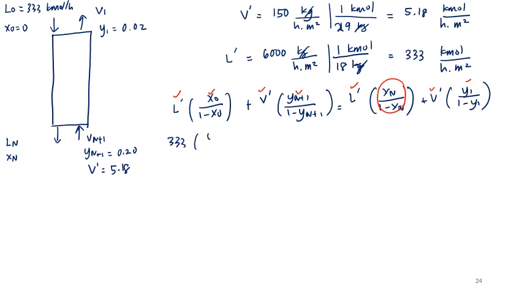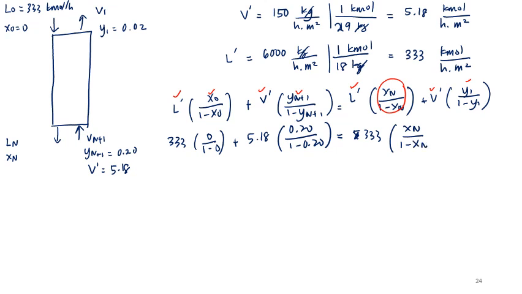333 times 0 plus 5.18 times 0.2 over 1 minus 0.2 equals 333 times Xn over 1 minus Xn plus 5.18 times 0.02 over 1 minus 0.02. So you can solve for Xn. Pause the video and try to solve on your own. Xn equals 0.00355.